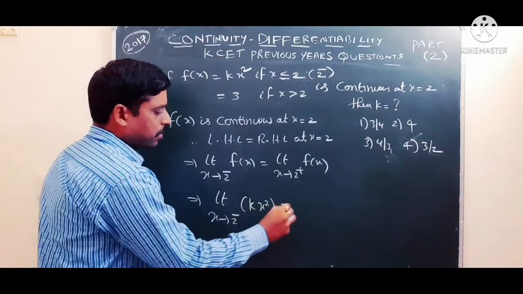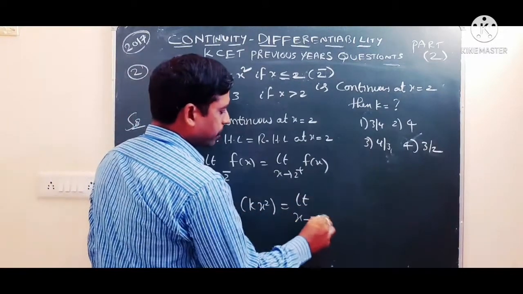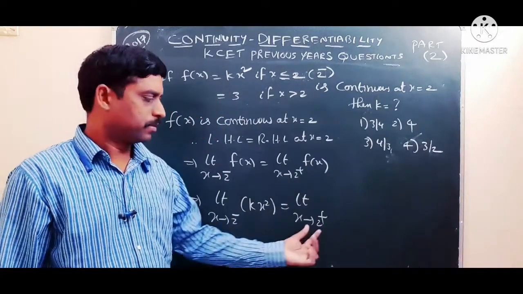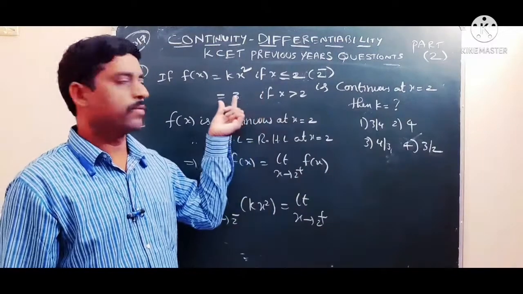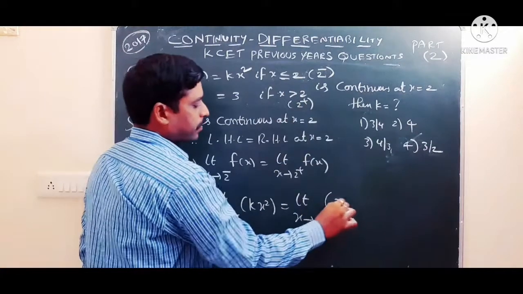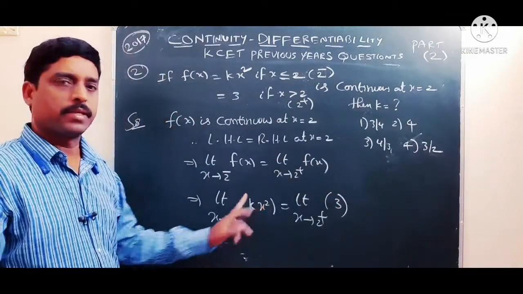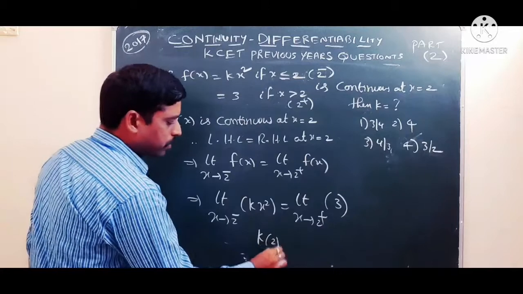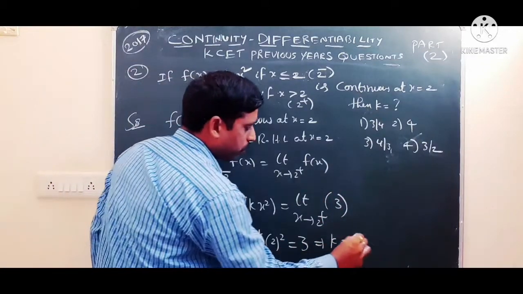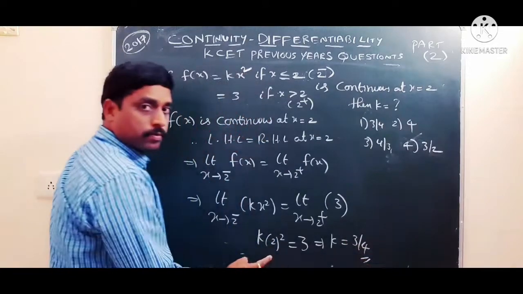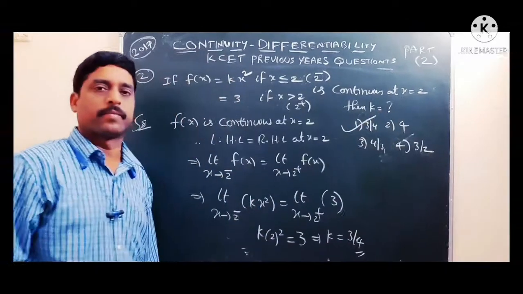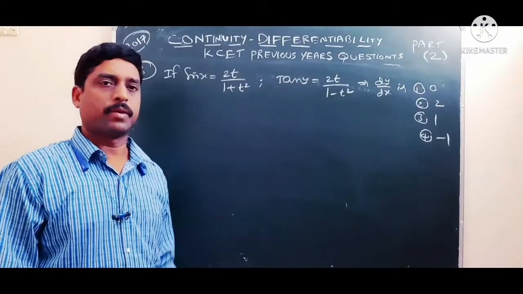Kx square, limit as x tends to 2 plus. So x reaches values more than 2, and for more than 2 values, f of x is given as 3. So put x as 2: k into 2 square is equal to 3. The limit of a constant is the constant. Therefore 4k is equal to 3, so k is equal to 3 by 4. First option is correct.